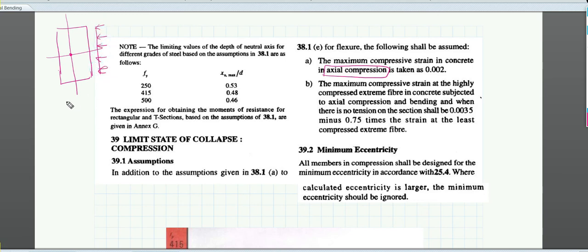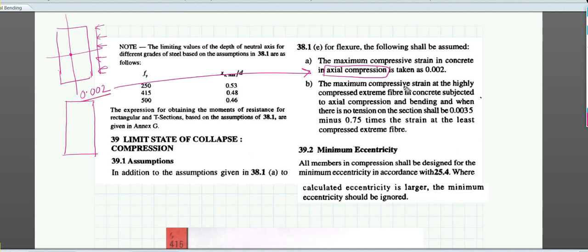And if you remember the stress distribution diagram, or the strain distribution diagram, we have seen something like this, right? It is a perfectly rectangular, and I told you that maximum strain is 0.002, and this is as per this clause, 39.1a. So this clause says that if it is completely axial force, there is no moment, then strain should be taken as 0.002.